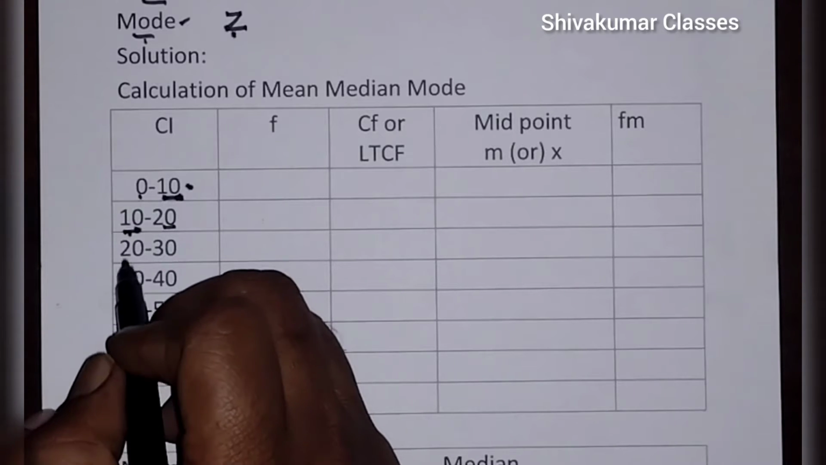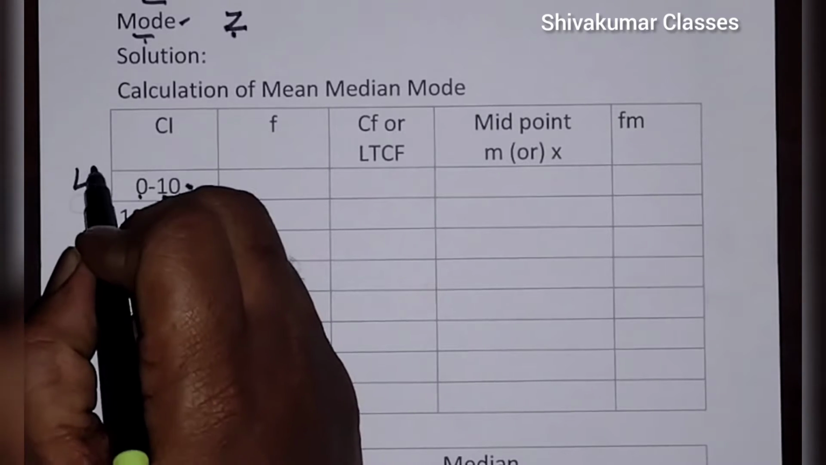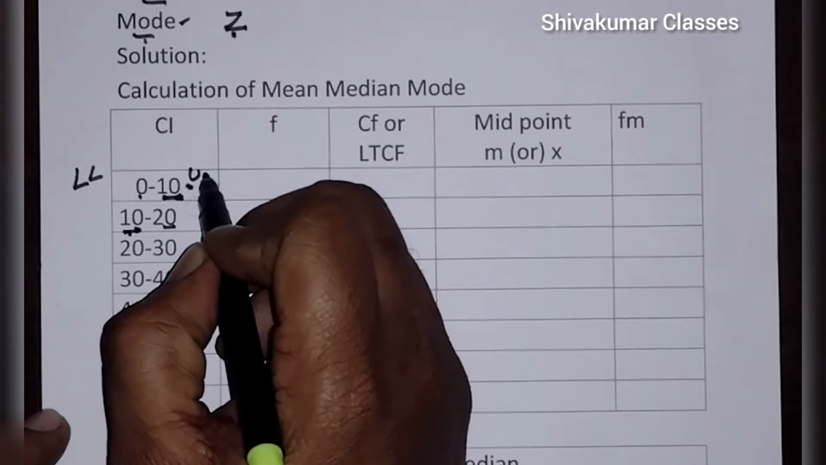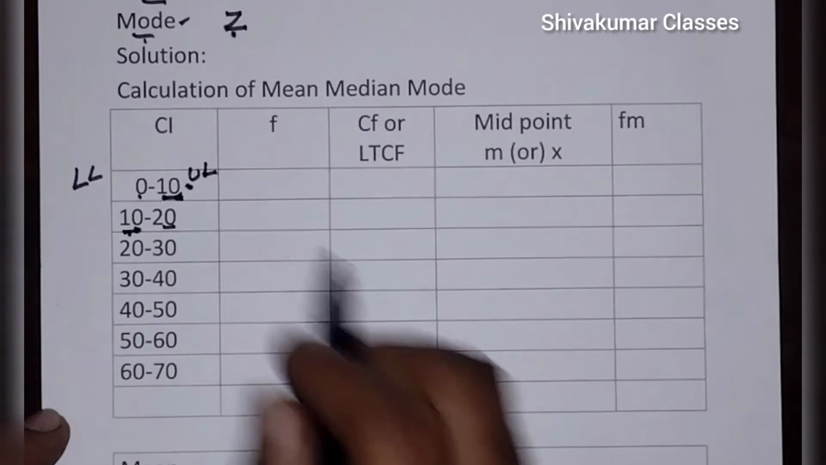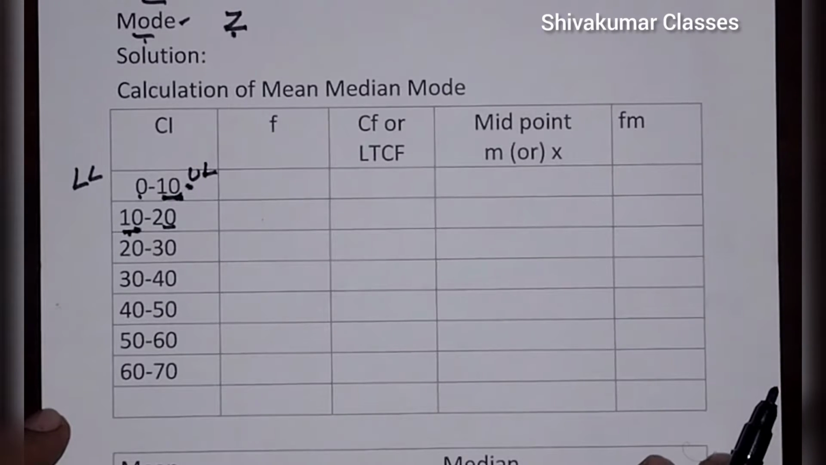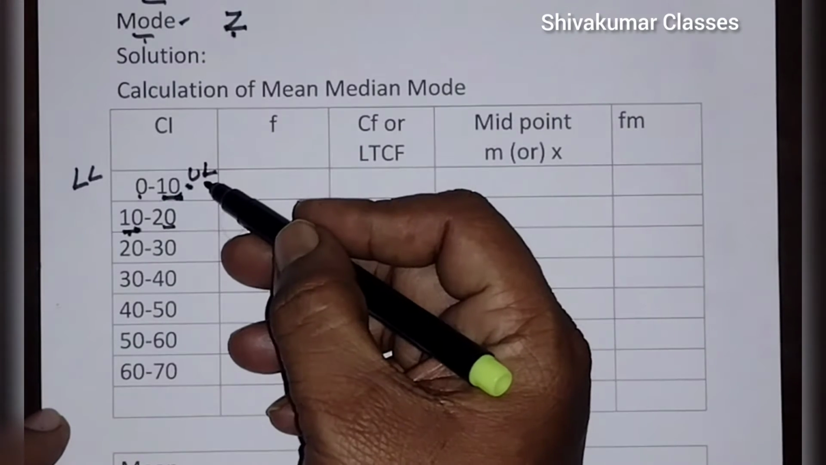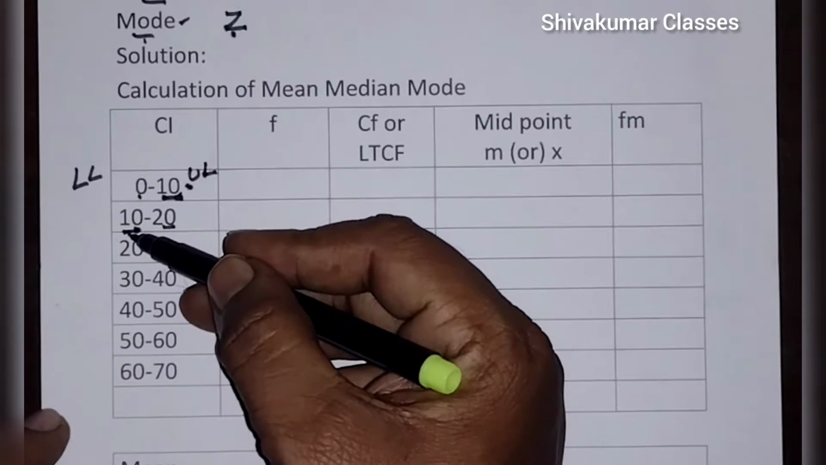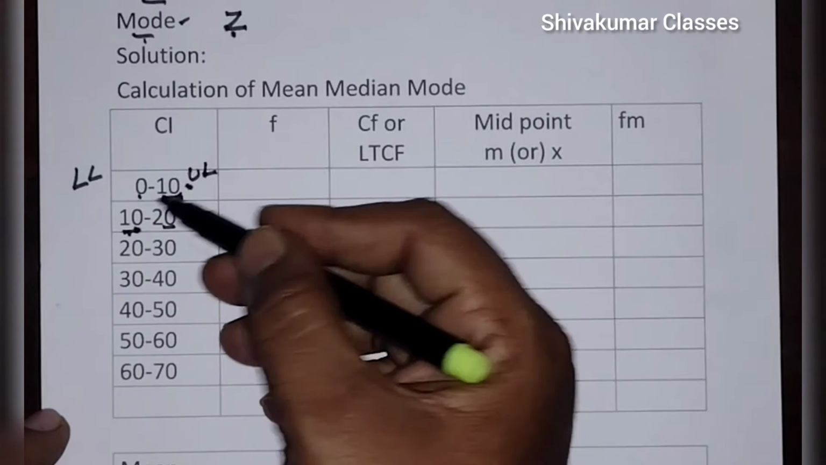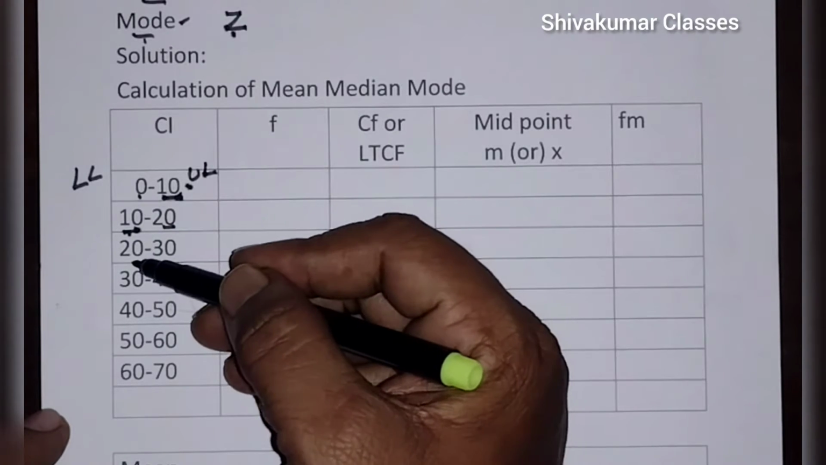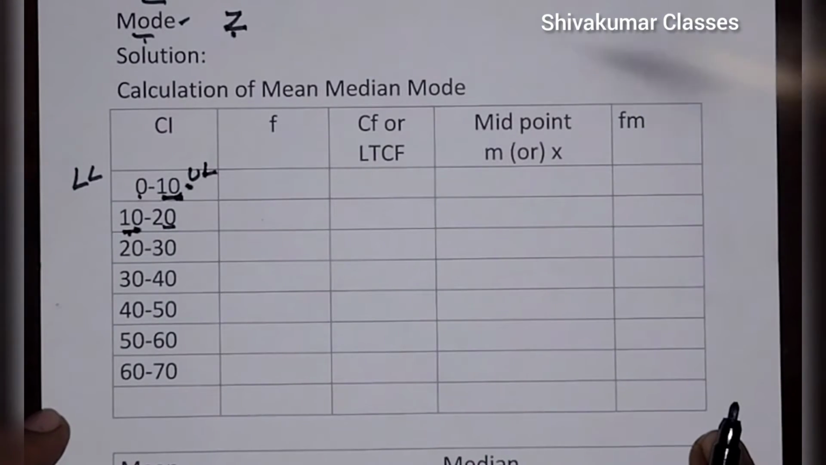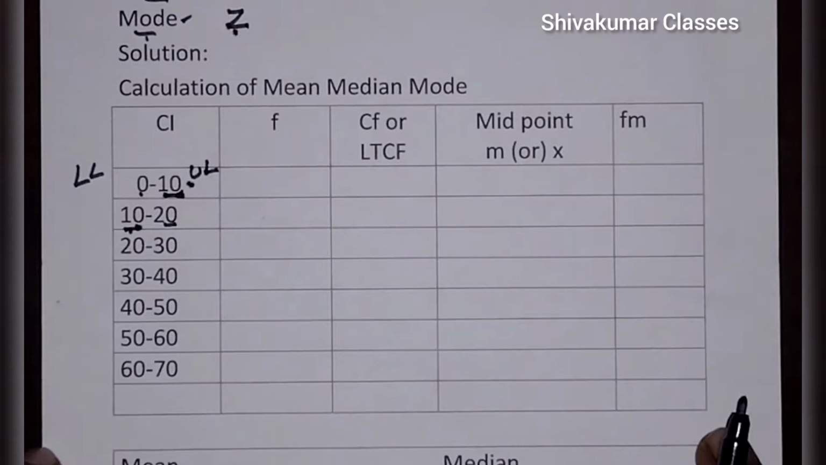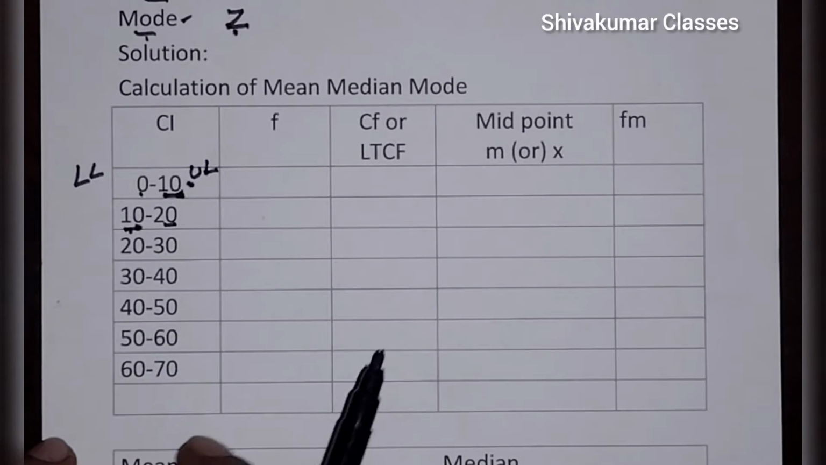The first value is called the lower limit and the second value is called the upper limit. Since the upper limit of one class is continued in another class, 0, 10 is one class, 10, 20 is another class, 20, 30 is another class, 30, 40 is another class, right? Now, I have given the problem with only class interval.